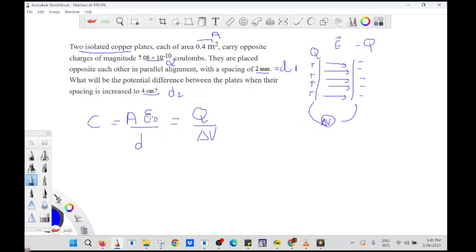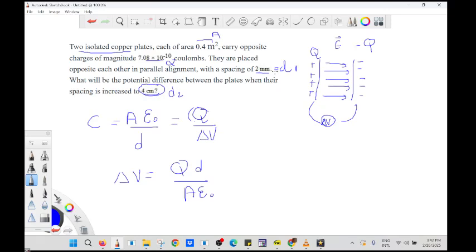So you see that this has to stay the same, this stays the same, and D is going to change. Okay, so delta V equals, so isolate delta V, it's going to be Q times D over A epsilon 0. And the D that I'm going to use is just going to be the D here.